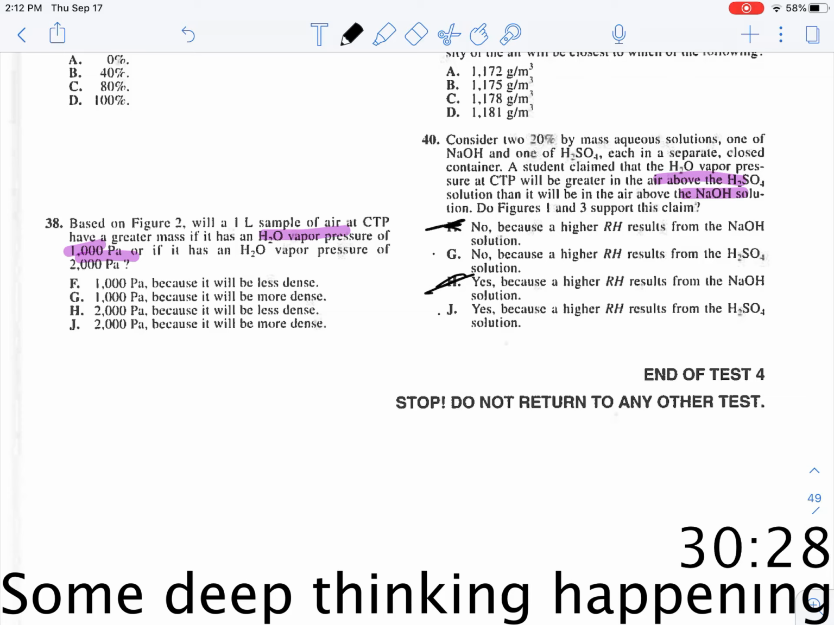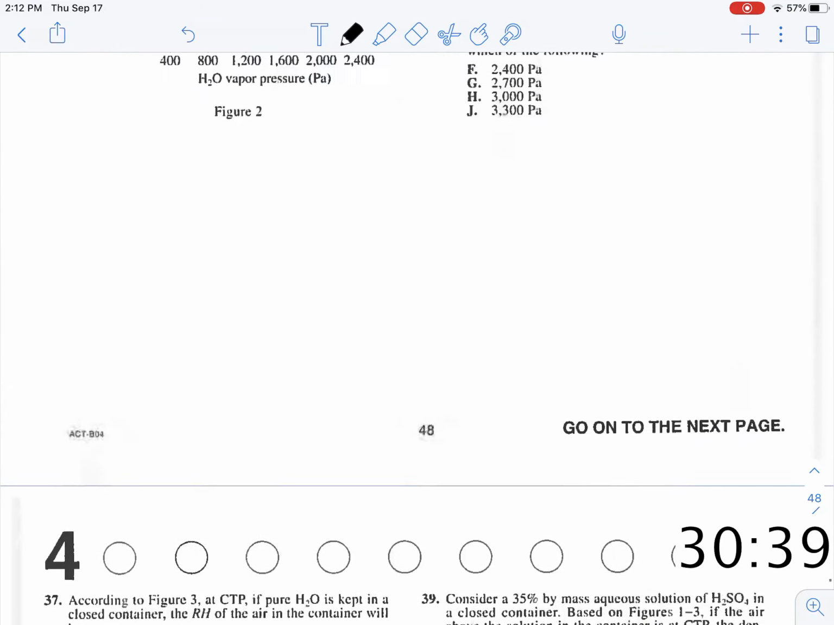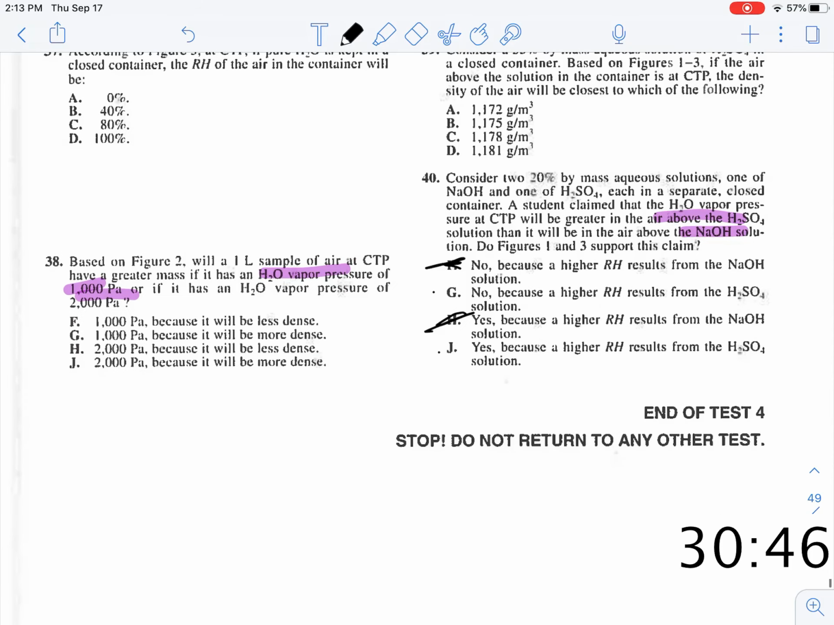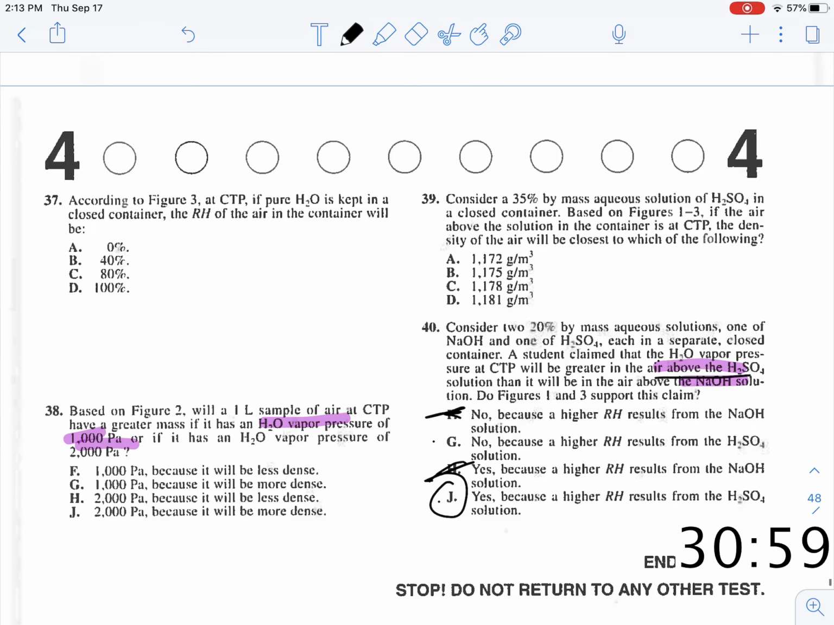Higher relative humidity. Okay, higher relative humidity and vapor pressure. Which one will have the higher vapor pressure? Higher relative humidity, higher vapor pressure. Means H2SO4 will be the higher vapor pressure. So, okay. Yes. J. Oh man, we're taking forever.